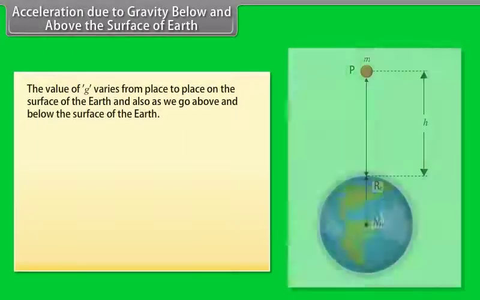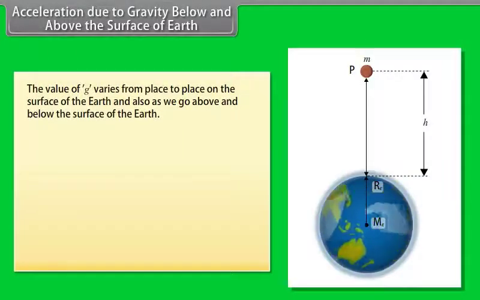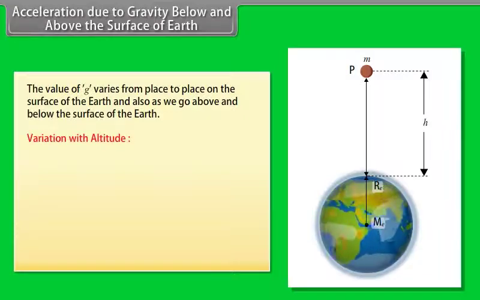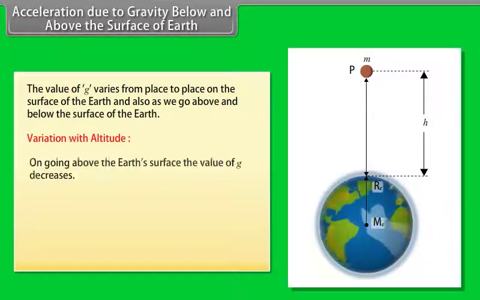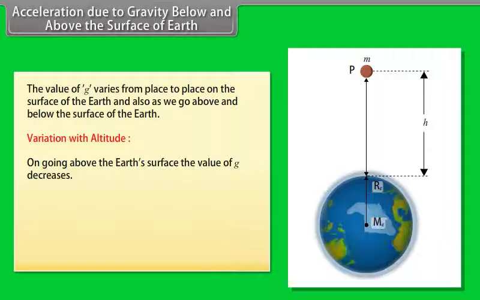Acceleration due to gravity below and above the surface of Earth. The value of g varies from place to place on the surface of the Earth and also as we go above and below the surface of the Earth. Variation with altitude. On going above the Earth's surface, the value of g decreases.